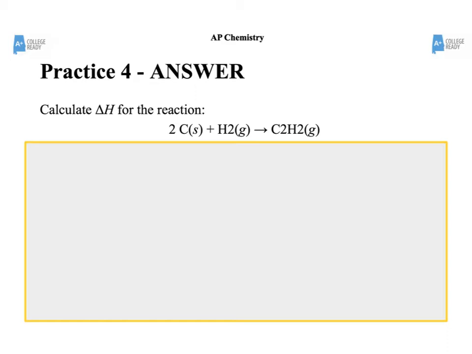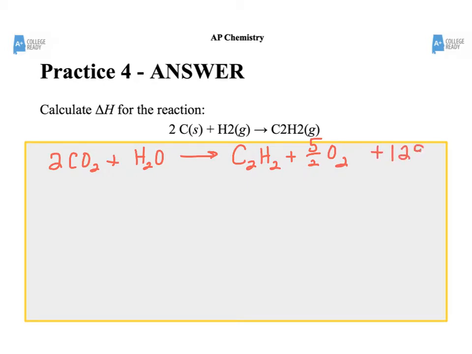So first reaction, we're going to flip. And so when I flip it, I get 2 carbon dioxides plus water. And watch your states, because the states will matter, especially when you're talking about water. That gives you C2H2 plus 5/2 oxygen. And so since I flipped that reaction, I'm going to flip the sign of the enthalpy. And this is in the correct spot, and it has the correct coefficient.